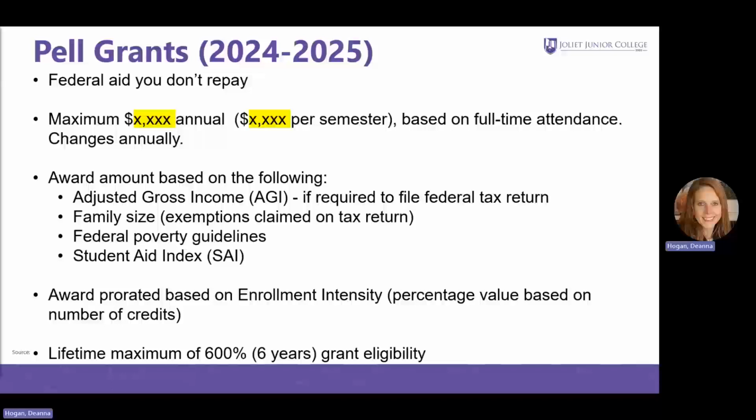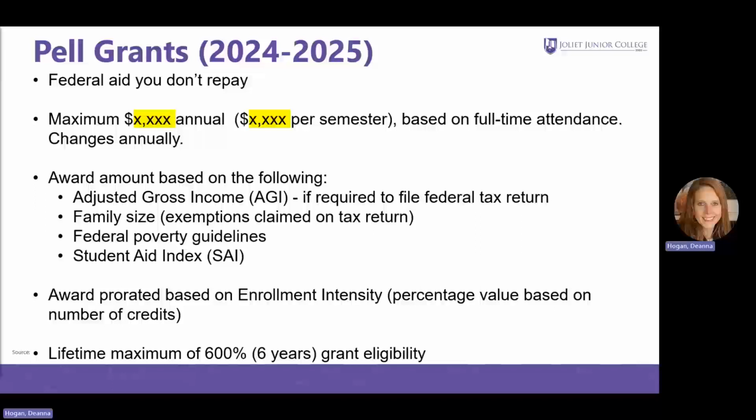For a standard academic calendar school using semesters, the maximum annual amount that a student might receive is split in half over fall and spring semester. Additional Pell may be available to students who attend in the summer. The annual award amount a student receives is based on several factors such as adjusted gross income, family size, federal poverty guidelines, and the Student Aid Index, which we will show in detail on the next slide.